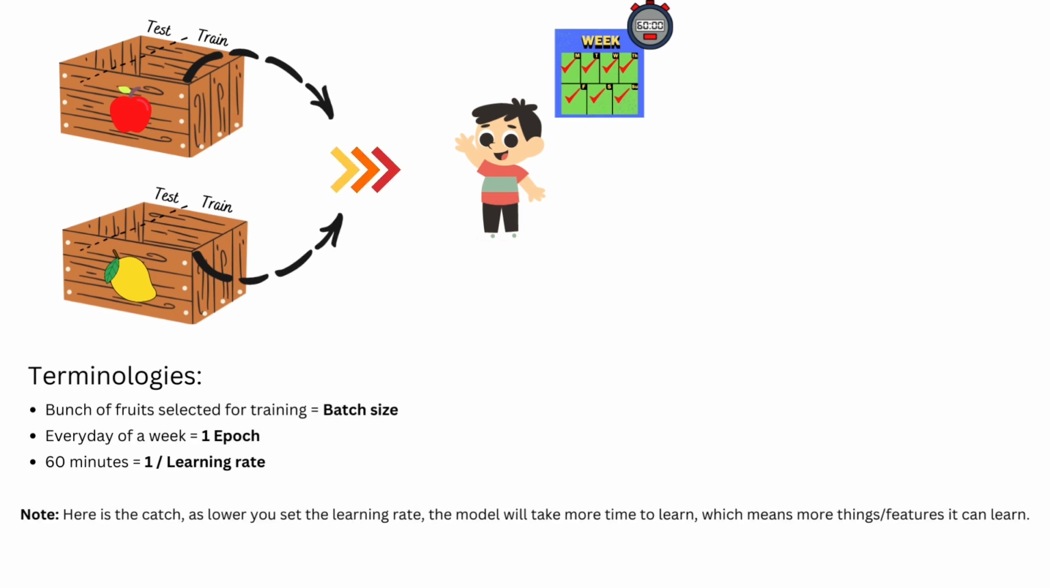The bunch of fruits selected for training is batch size. Every day of the week is referred to as one epoch. Teaching Arish for 60 minutes is referred to as the inverse of the learning rate. Here is the catch. The lower you set the learning rate, the model will take more time to learn, which means more things or features it can learn.